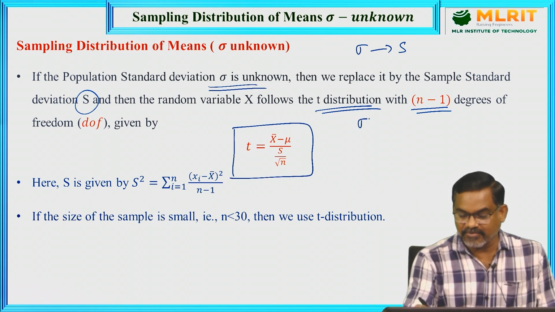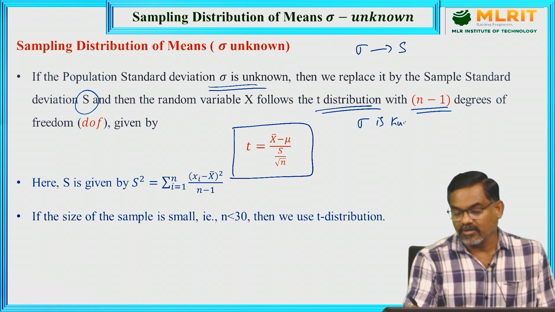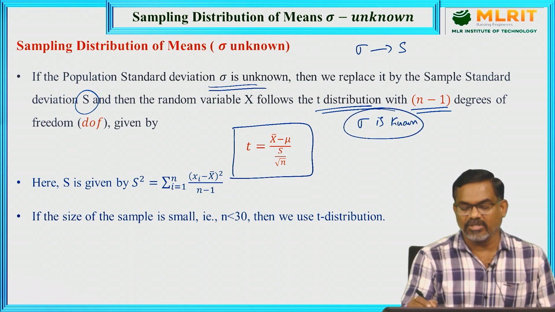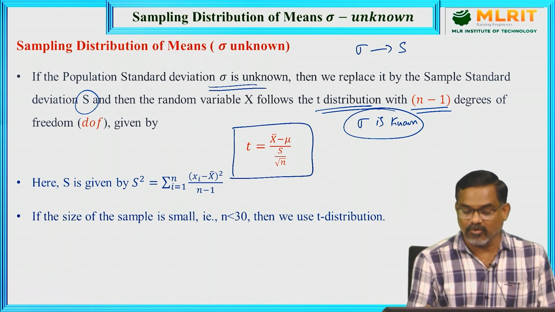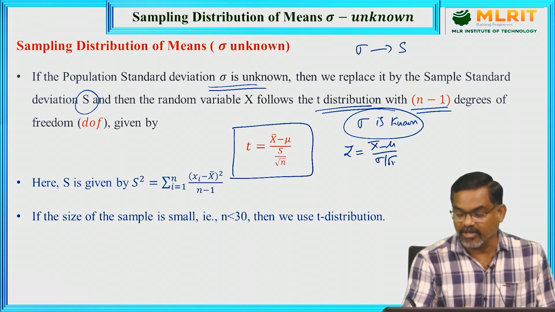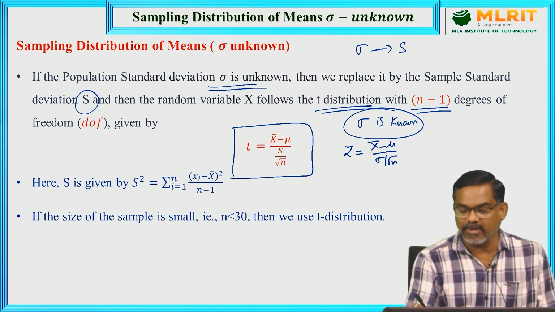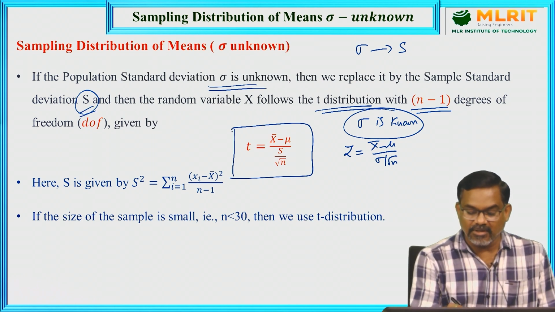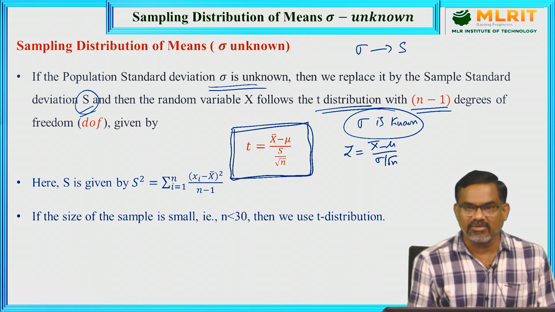For example, in the previous session, we discussed the sampling distribution of means when sigma is known. If sigma is known, then the random variable is z equal to x bar minus mu by sigma by root n. If sigma is unknown, simply replace it by sample standard deviation s, and the variable is t, which follows t distribution with n-1 degrees of freedom.